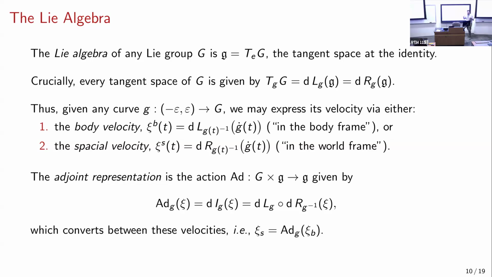And that might seem a little convoluted, but the reason it matters is it essentially converts between spatial velocities and body velocities in this way. So this is kind of like saying, if I know my angular velocity in the body frame, I can multiply it by the rotation from body to world to get the world velocity. And that's exactly what this equation is, just in a little more abstract terms.